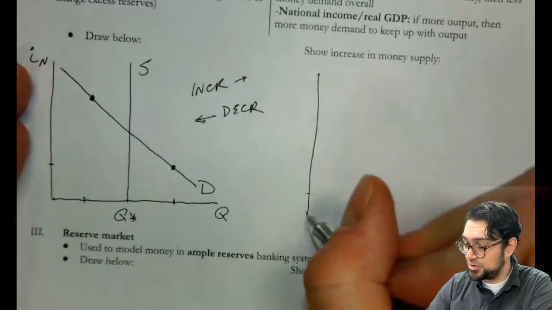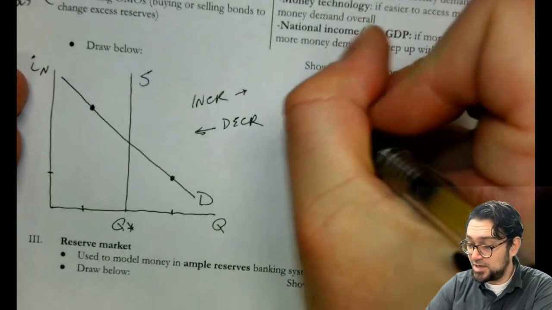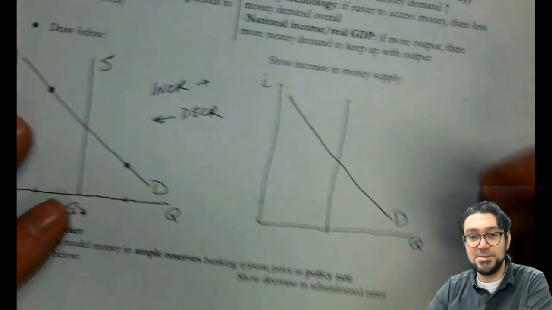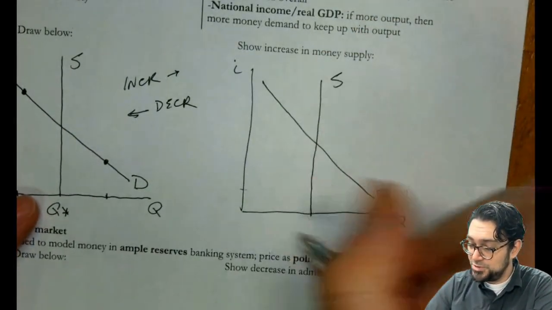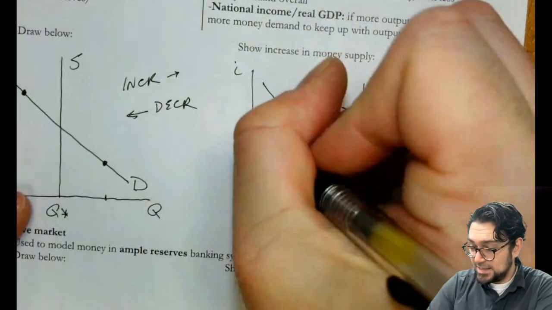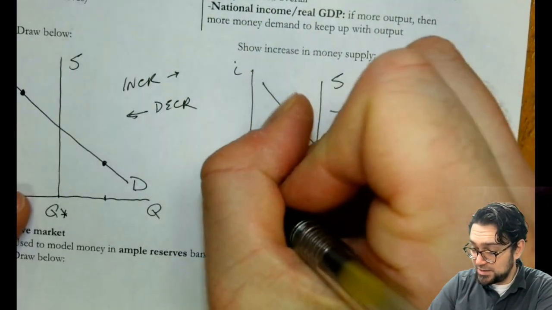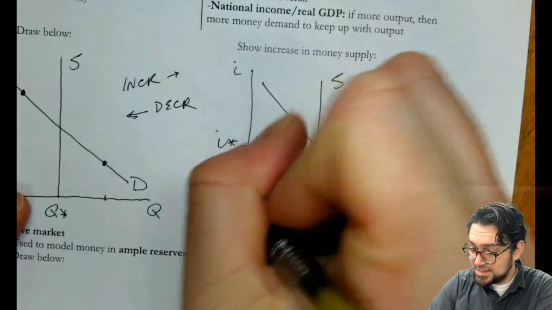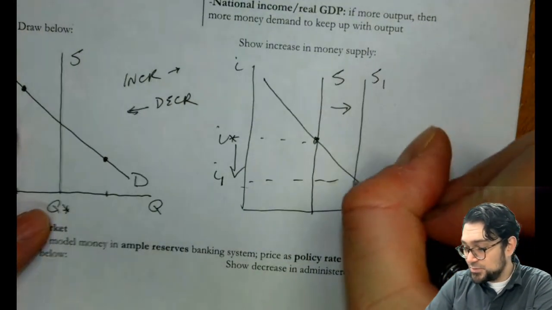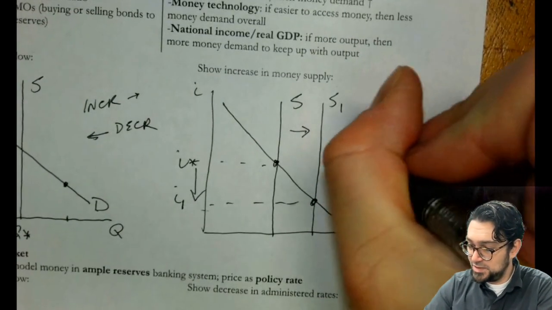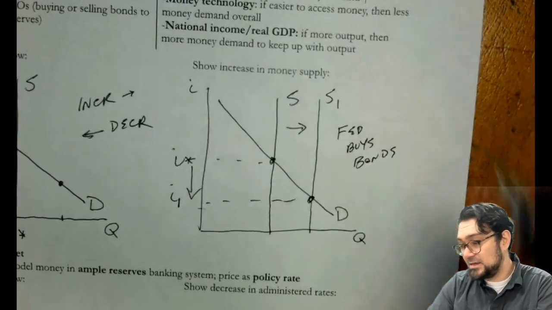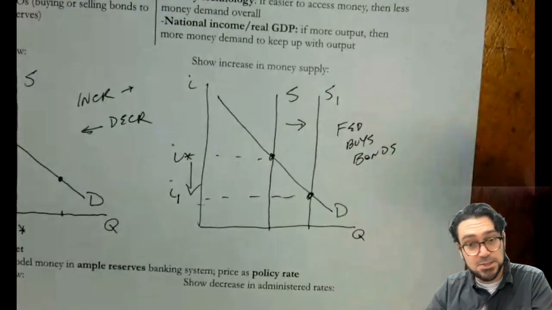Let's quickly show what it would look like if the Fed bought bonds. If the central bank buys bonds, which is a really, really common thing they're going to ask you to draw on the exam, we would say that this money supply curve shifts to the right, and we want to show the effect on the interest rate. Always, we're going to show that effect I star to I 1, and so the interest rate gets lower as a result. This is illustrating the mechanism: the Fed buys bonds, which increases the money supply and thus lowers the interest rate.